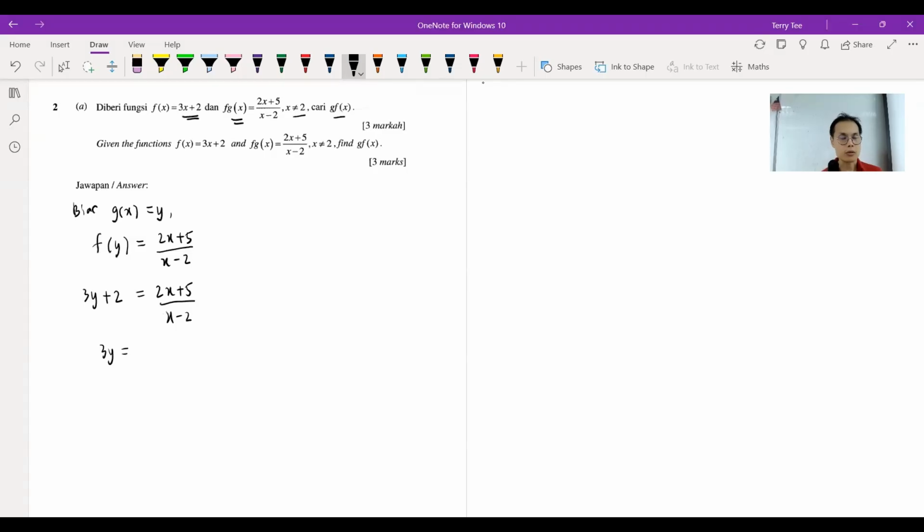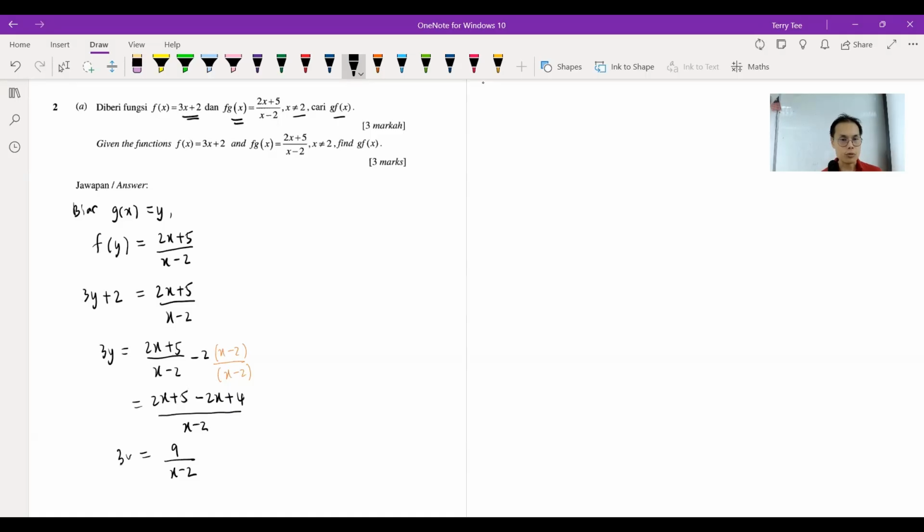Okay, so I need to make y the subject. So 3y equals (2x + 5)/(x - 2) minus 2. Now let us multiply top and bottom by x - 2 because I want to make sure they have the same denominator, mempunyai penyebut yang sama, so we can simplify the fraction. We can pemudahkan pecahan. So let us expand (2x + 5 - 2x + 4) divided by x - 2. Okay, now as you simplify, this is 9 over x - 2.